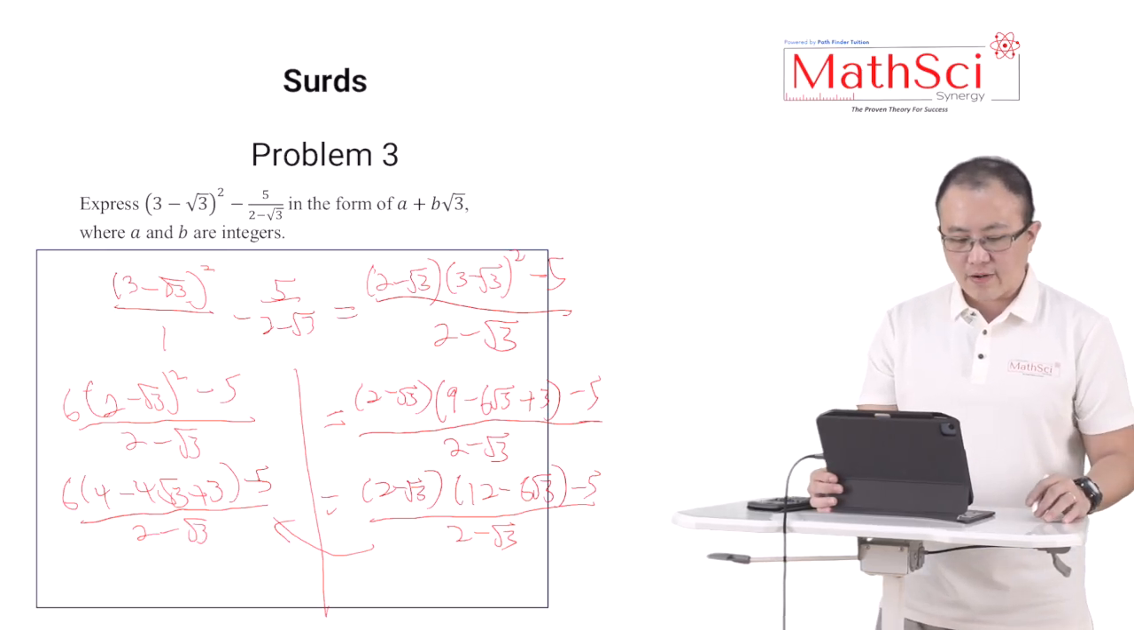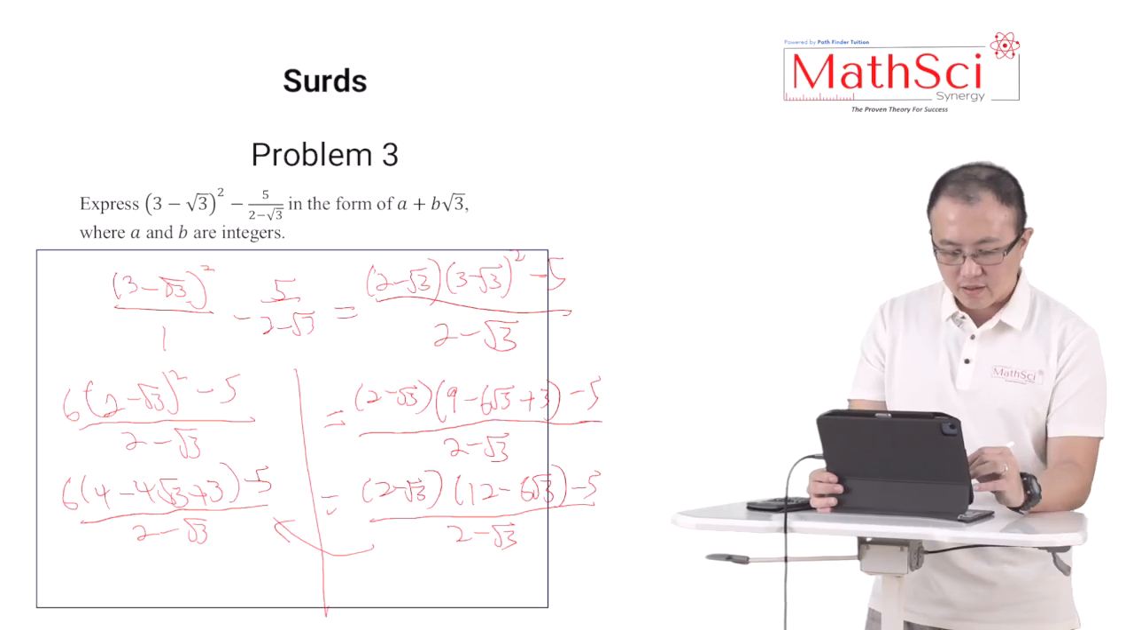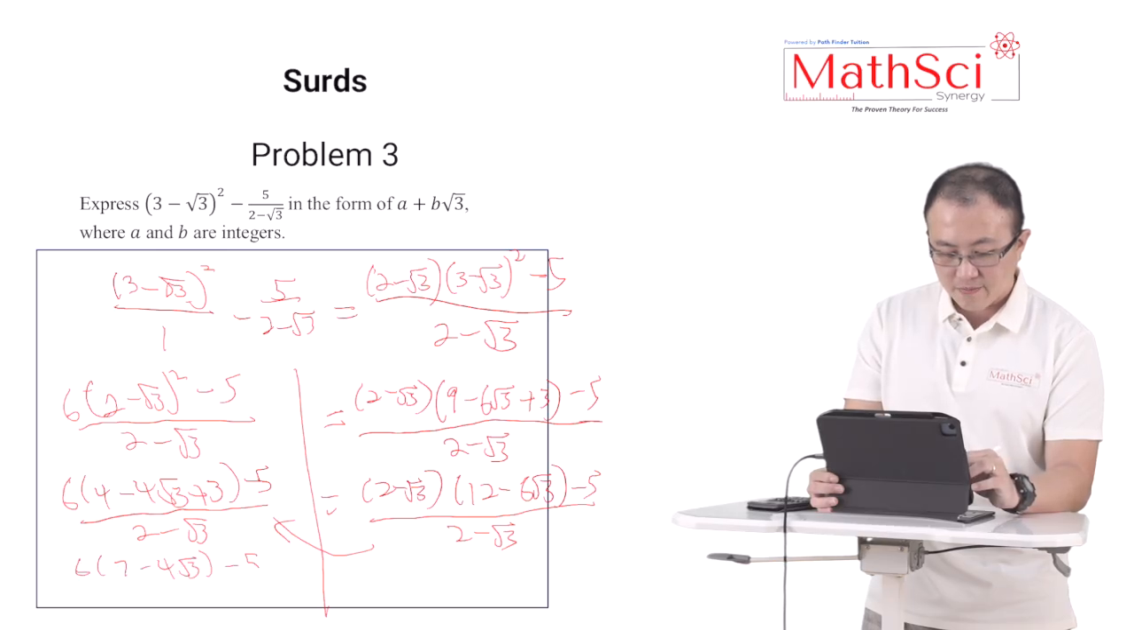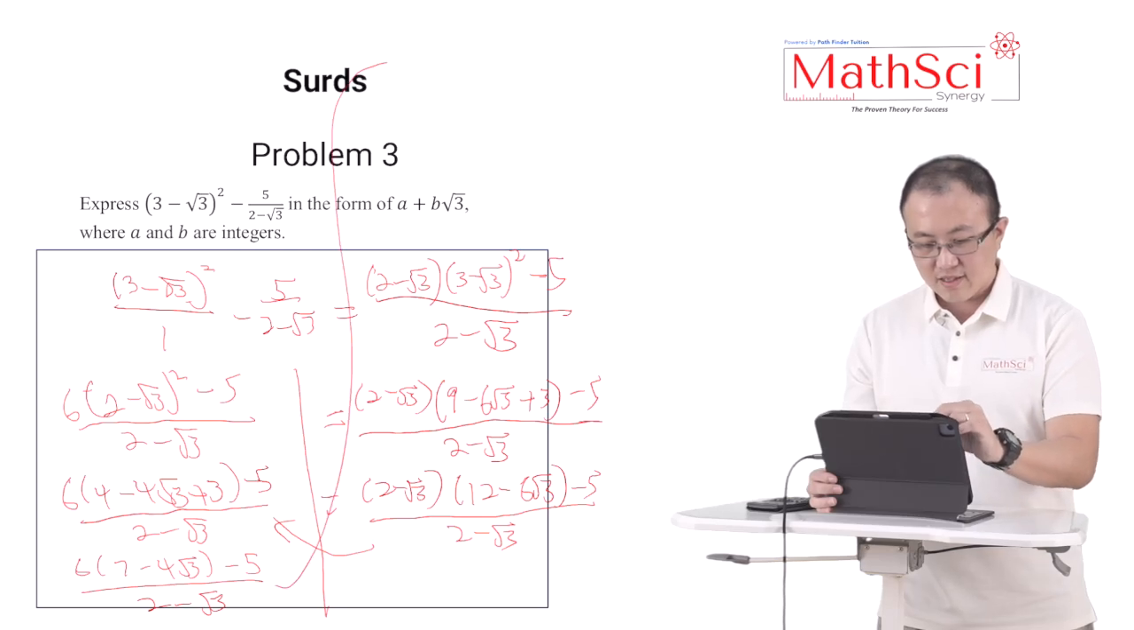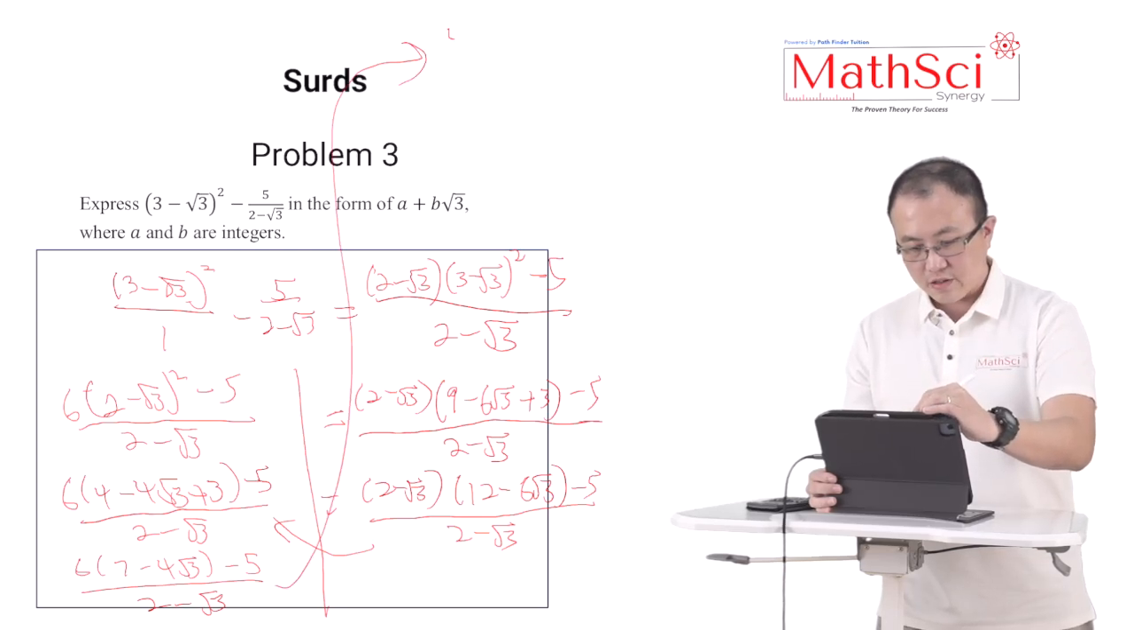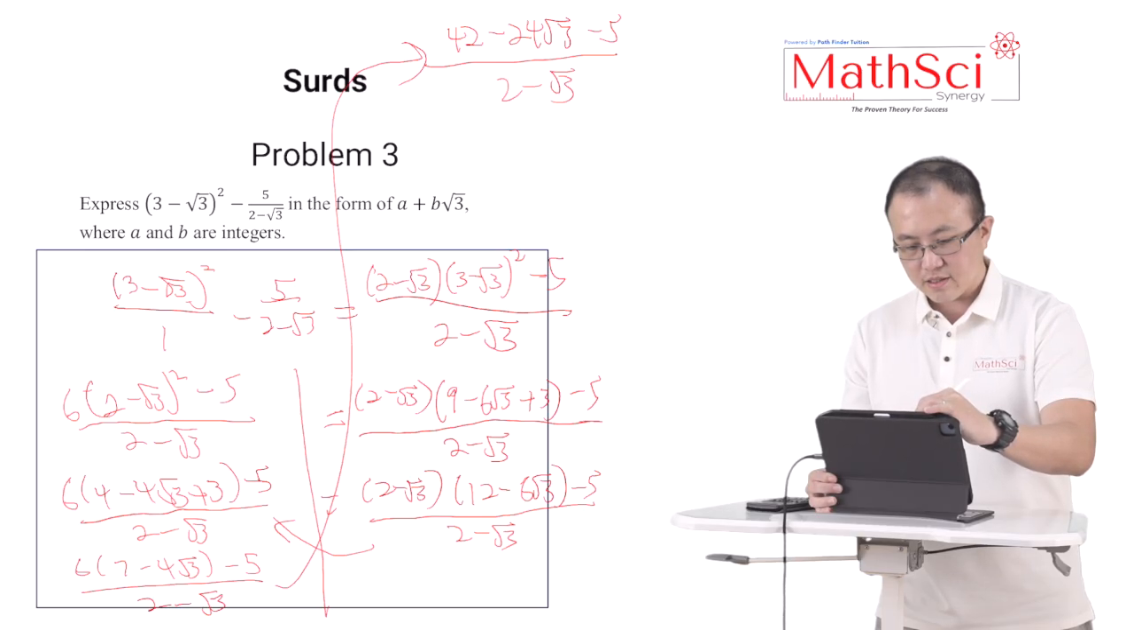Okay, then after that you simplify into 7 minus 4 root 3. Then we will get, okay, let's do this. So 6 bracket 7 minus 4 root 3 minus 5 over 2 minus root 3. Okay, something like that. Then after which, if I continue, I'm going to continue on top. So from here, I will get 42 minus 24 root 3 minus 5 over 2 minus root 3. Then we will get 37 minus 24 root 3 over 2 minus root 3.